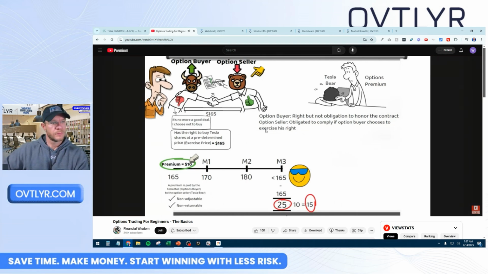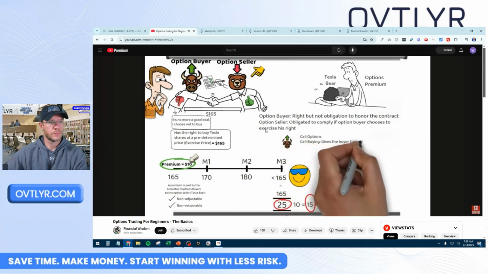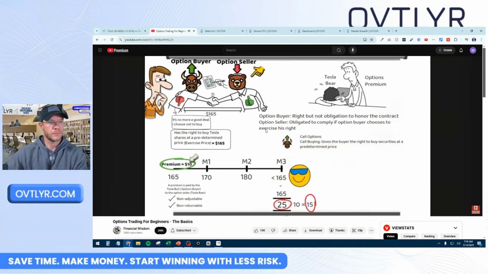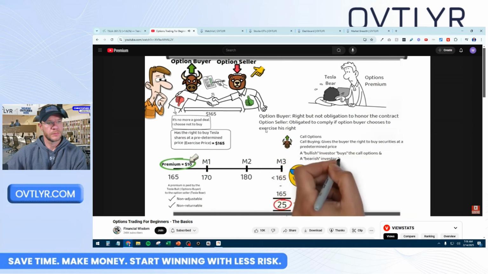In the example, because the option buyer was bullish on the Tesla stock, the option he will use is a call option. A call option gives the buyer the right to buy securities at a predetermined price. A bullish investor here buys the call option, while the bearish investor sells the call option.